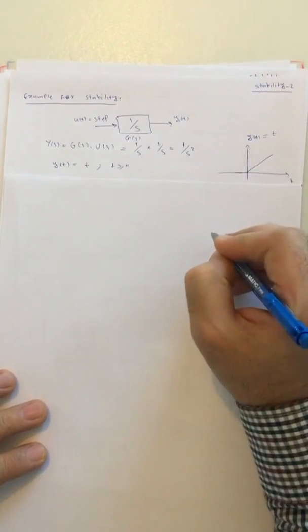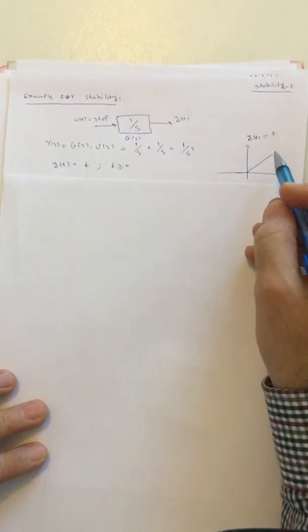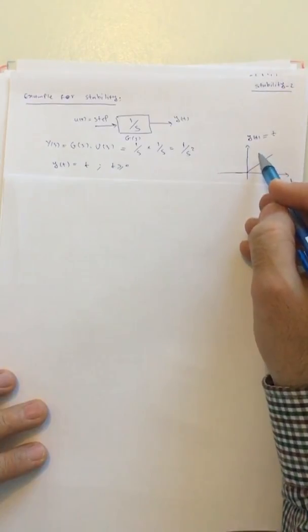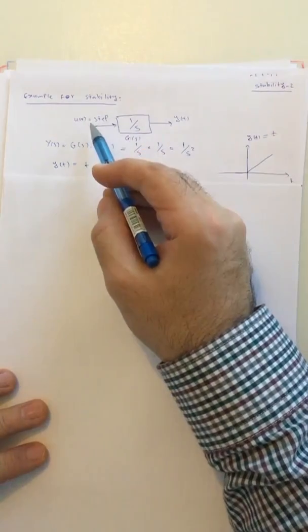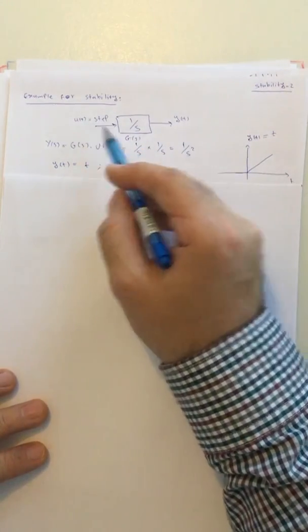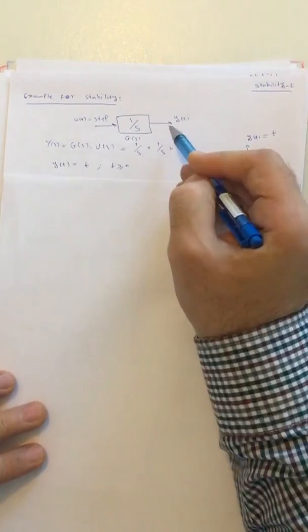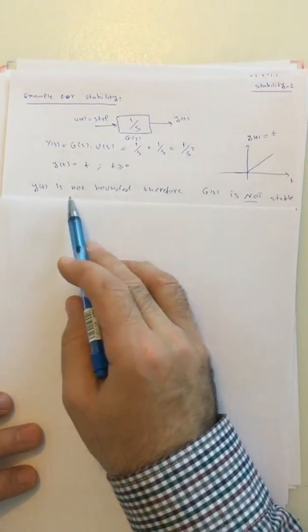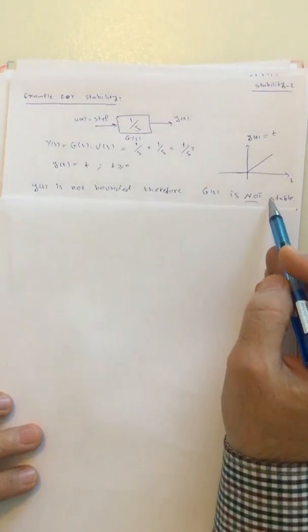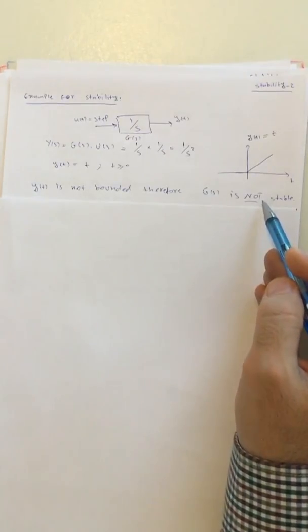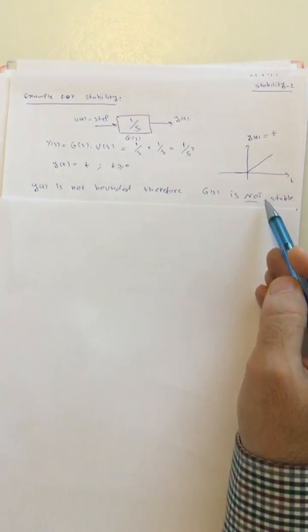actually t, a ramp signal, and we showed that the ramp signal is not bounded. Which means that we applied a bounded input, but the output is not bounded. So we can conclude that g of s is not stable. So 1 over s is not a stable system.